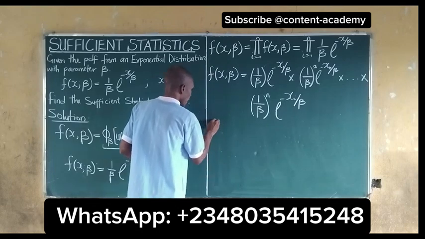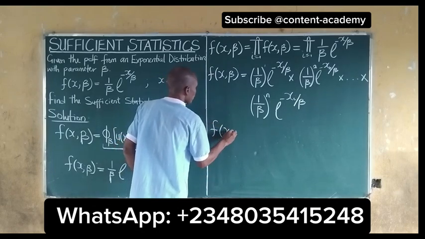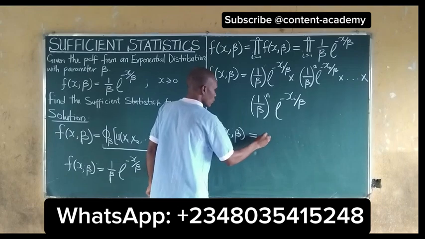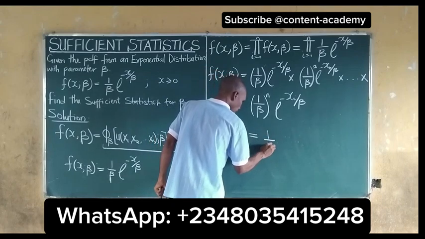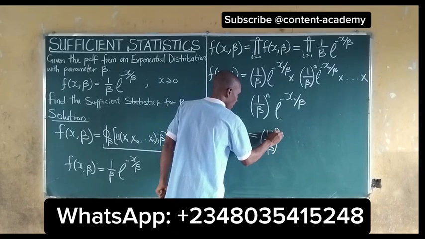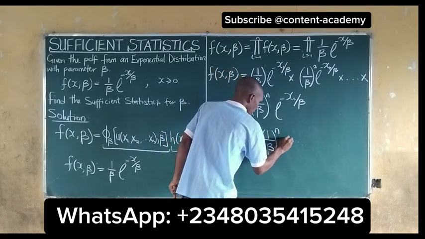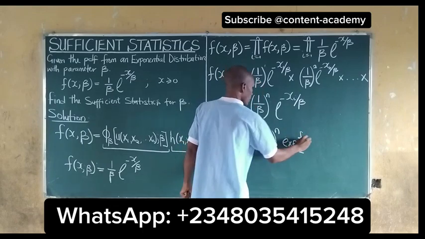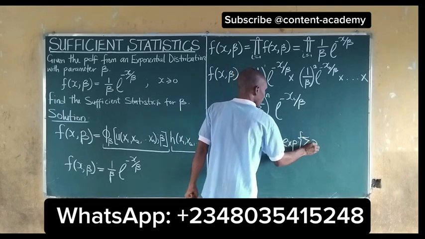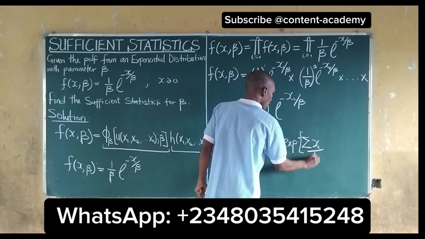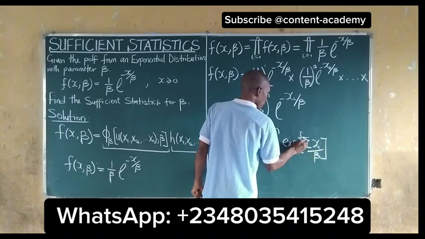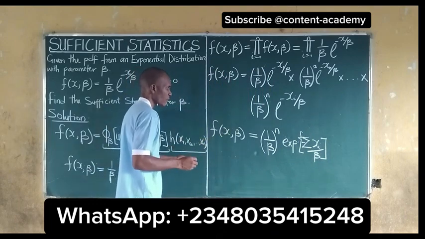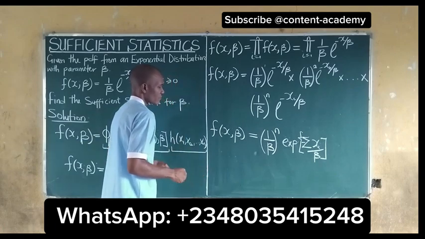Now, it means that we can write our function f of x, beta equal to 1 all over beta raised to the power of n, exponential, I can write it this way, negative summation of xi all over beta. So we can write it like this.